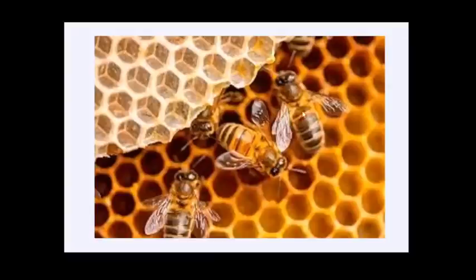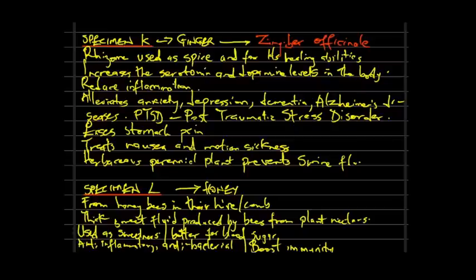We can see the honeycomb here. This is the bees in their nest, in their hive. This here is what we refer to as their hive, and each of these things here are the bees. So they are in their hive having the production of honey done. So that is what specimen L, honey, is about.